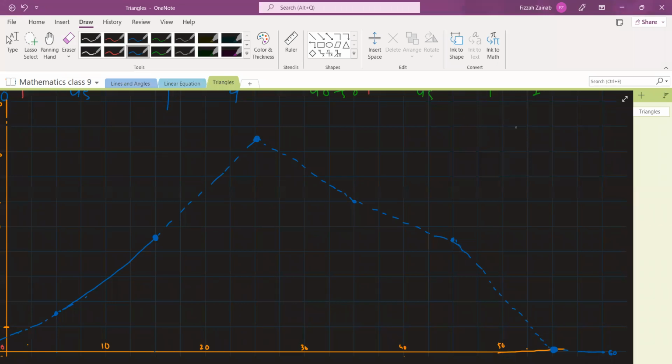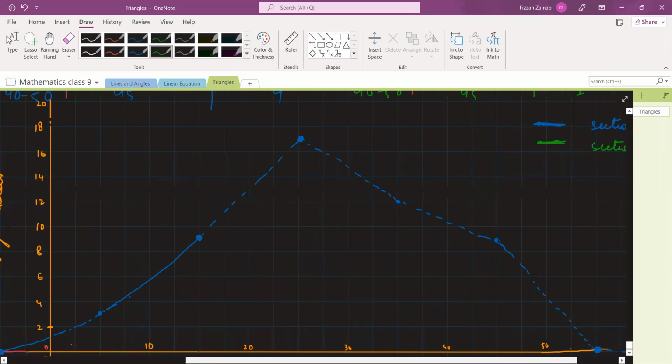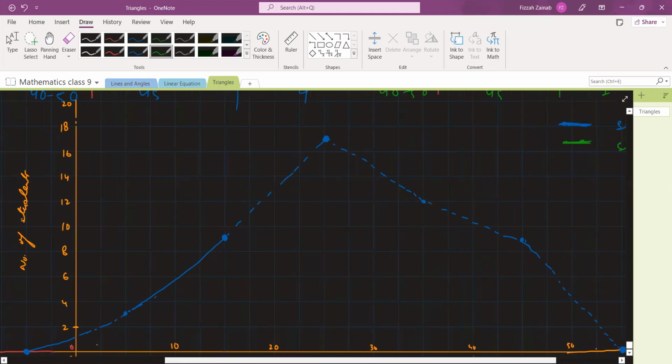So you will write something like this. You make a line with a blue pen and write section A, right? Now I want to plot section B. So you make a green line and then write section B. That means the green line will represent section B, and the blue line will represent section A. So on the same graph, let us plot section B also.